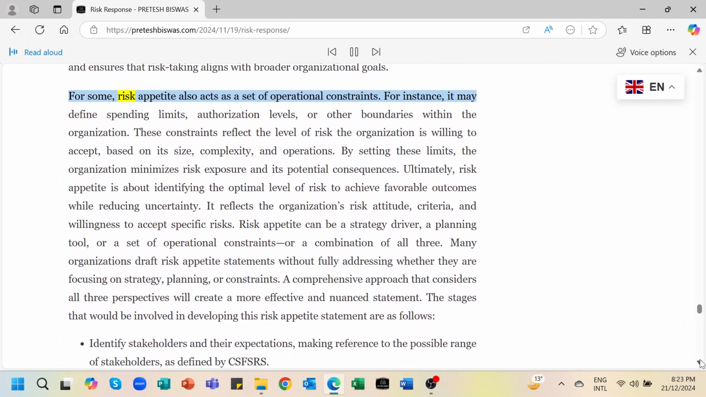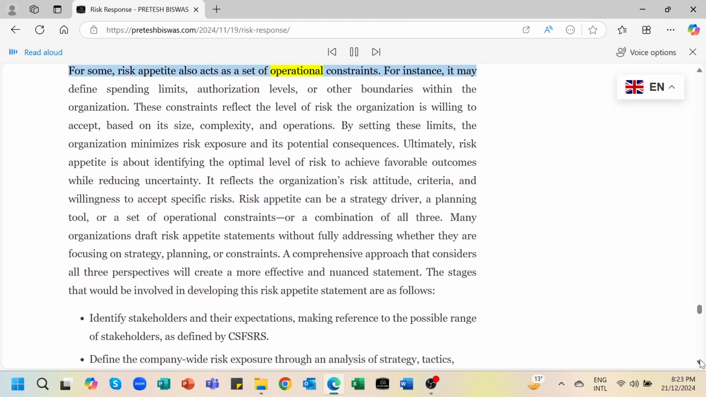For some, risk appetite also acts as a set of operational constraints. For instance, it may define spending limits, authorization levels, or other boundaries within the organization. These constraints reflect the level of risk the organization is willing to accept based on its size, complexity, and operations. By setting these limits, the organization minimizes risk exposure and its potential consequences. Ultimately, risk appetite is about identifying the optimal level of risk to achieve favorable outcomes while reducing uncertainty. It reflects the organization's risk attitude, criteria, and willingness to accept specific risks.